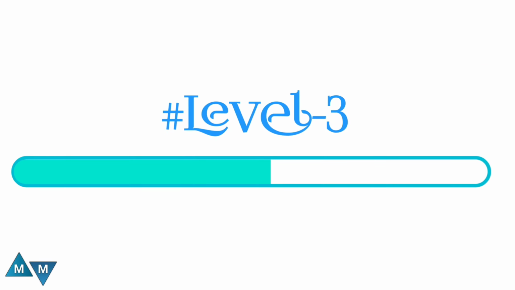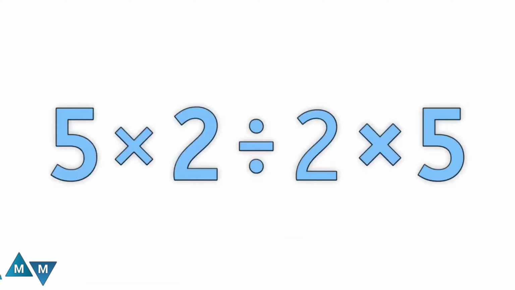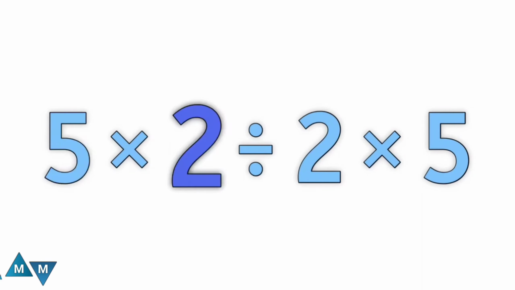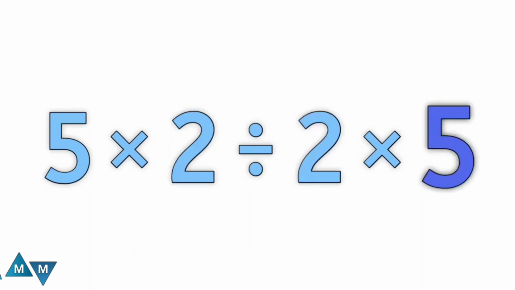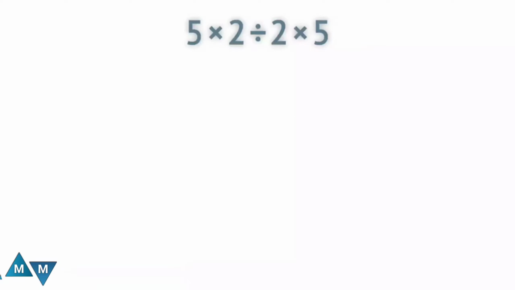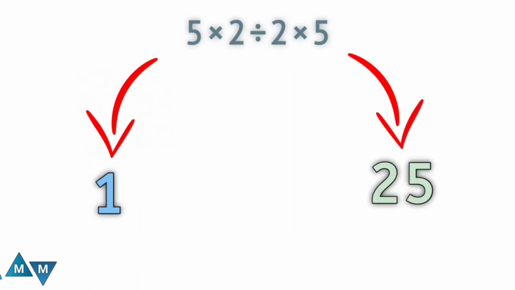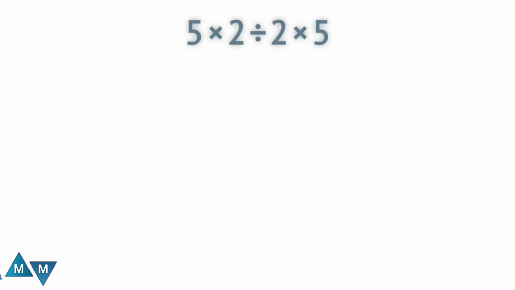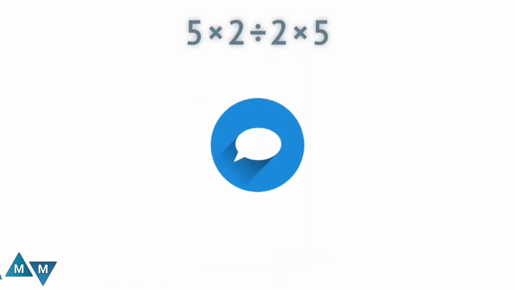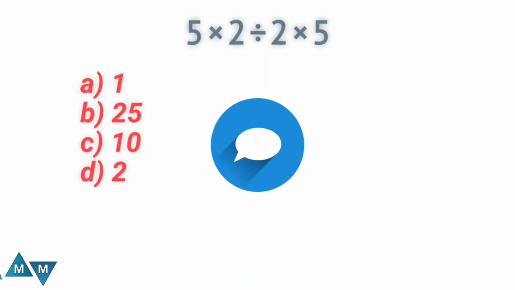So here is the third problem. The problem is 5 multiplied by 2 divided by 2 multiplied by 5. What does this equal? Opinions on its value vary. Some assert it equals 1, while others assert it equals 25. Let's see step by step how to solve it. But first try to solve it yourself and comment below. Which of the following options is correct?